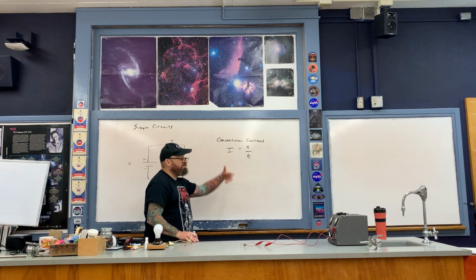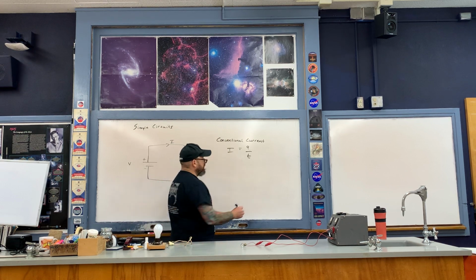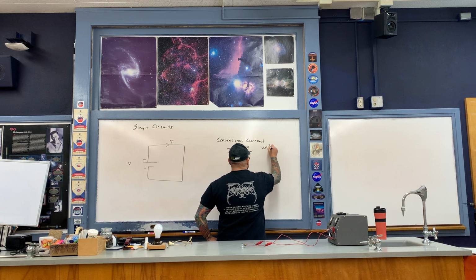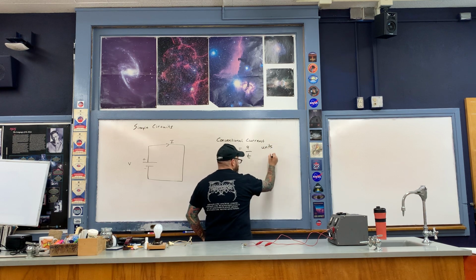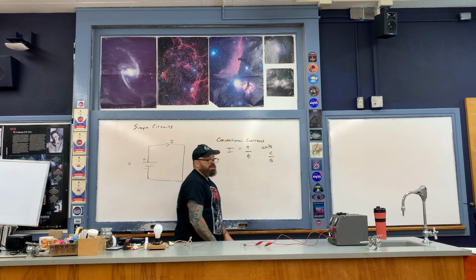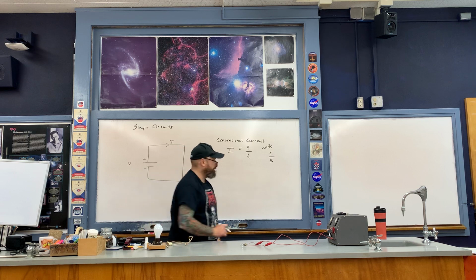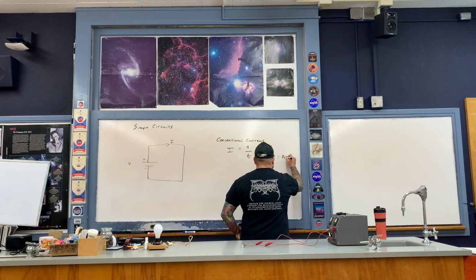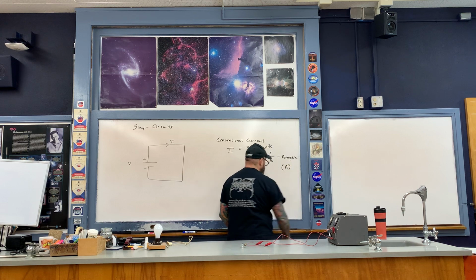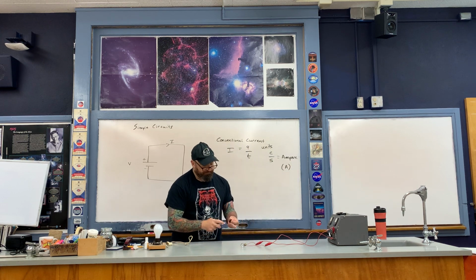Okay, now we do have a new quantity here, so let's go ahead and check the units. Charge is measured in coulombs, and time is measured in seconds. A coulomb per second is given its own name. It's referred to as an ampere, which is abbreviated very simply as capital A.